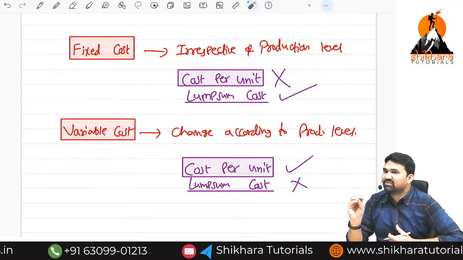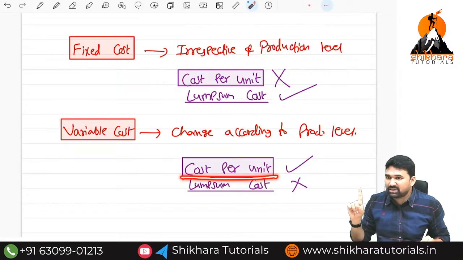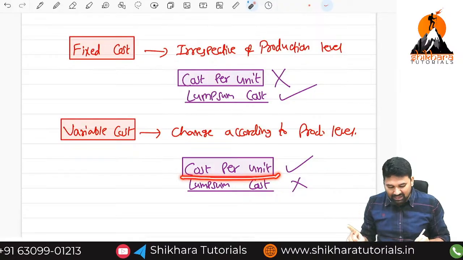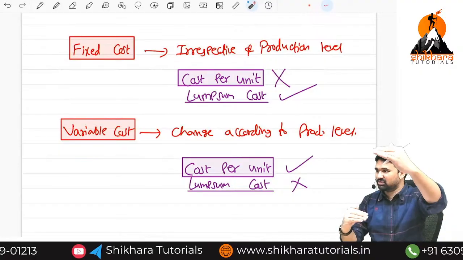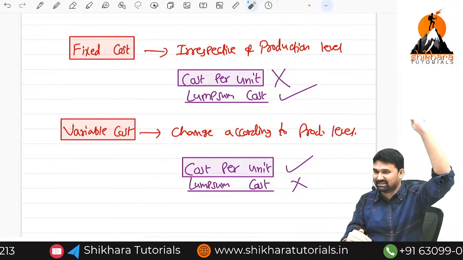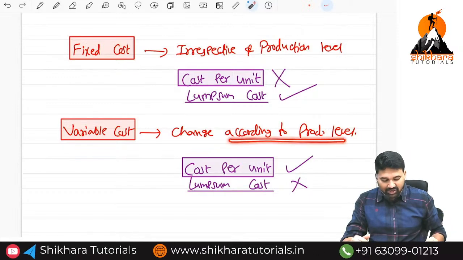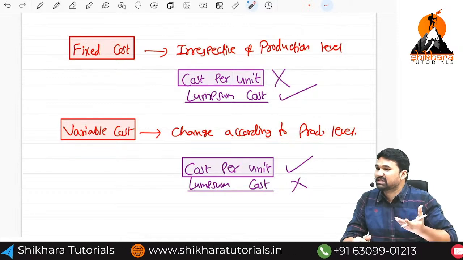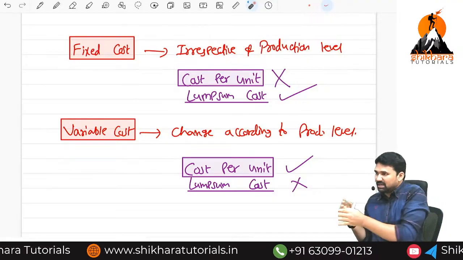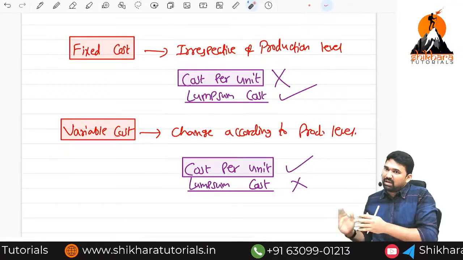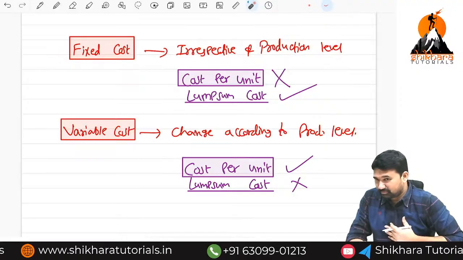So each and every day your cost per unit is same. Biryani rate is same, 200 only. But lump sum it is not fixed. One day it will be 2,000, next 4,000, next 6,000, like that it is increasing. This is an example of variable cost. According to the level of activity it will change. If 10 members came, one amount. 20 members came, another amount. 30 members came, another amount. But for any member, 200 is the cost of biryani.